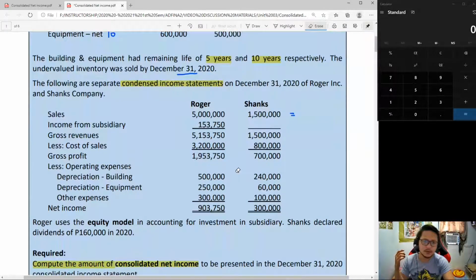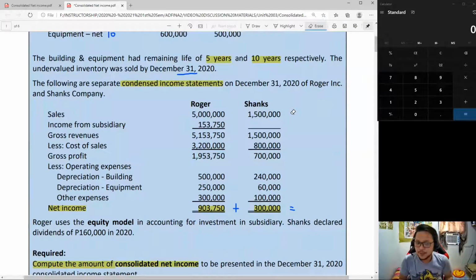Okay? So, pag consolidated net income po ang tinatanong, ang una mong hahanapin is net income. Dalawang net income. Roger, the parent, and Shanks, the subsidiary. Kasi technically speaking, consolidated net income is net income of the parent plus net income of the subsidiary. Yun lang naman yung required, di ba? Hindi ka naman nire-require na mag-prepare ng consolidated income statement. So, dito ka mag-umpisa.